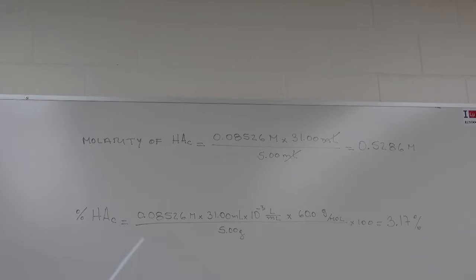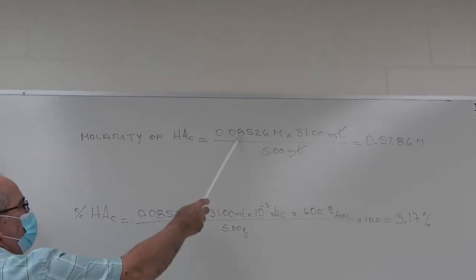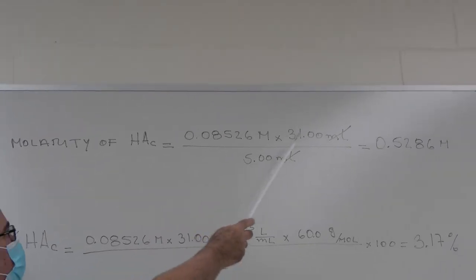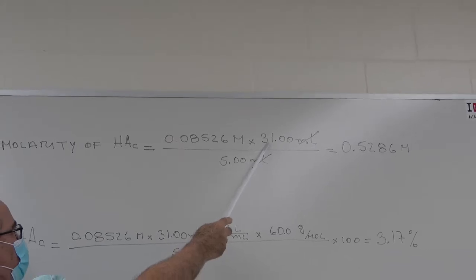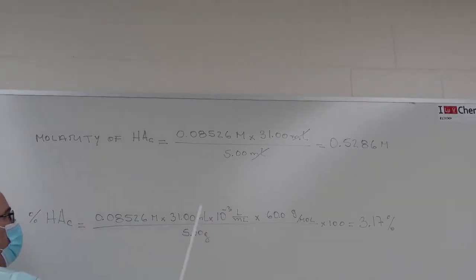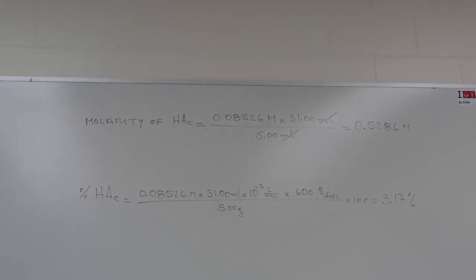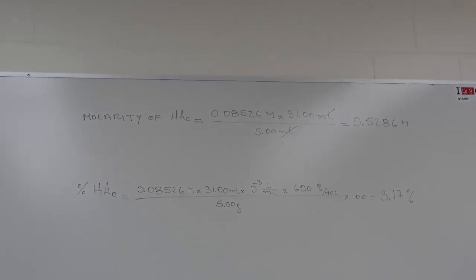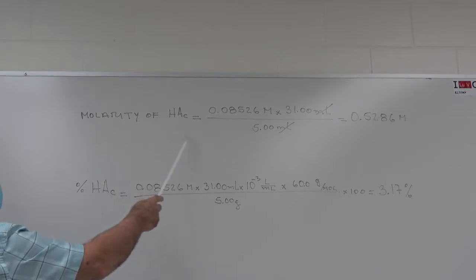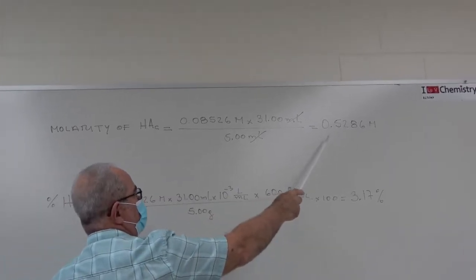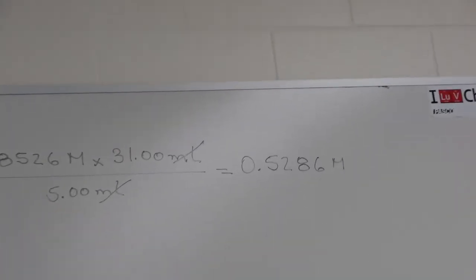For the first trial, this is the molarity of the sodium hydroxide. This is the volume of sodium hydroxide that we used, and this is the volume of the sample that we pipetted into the Erlenmeyer. So the molarity of the acetic acid is going to be 0.5286 molar.